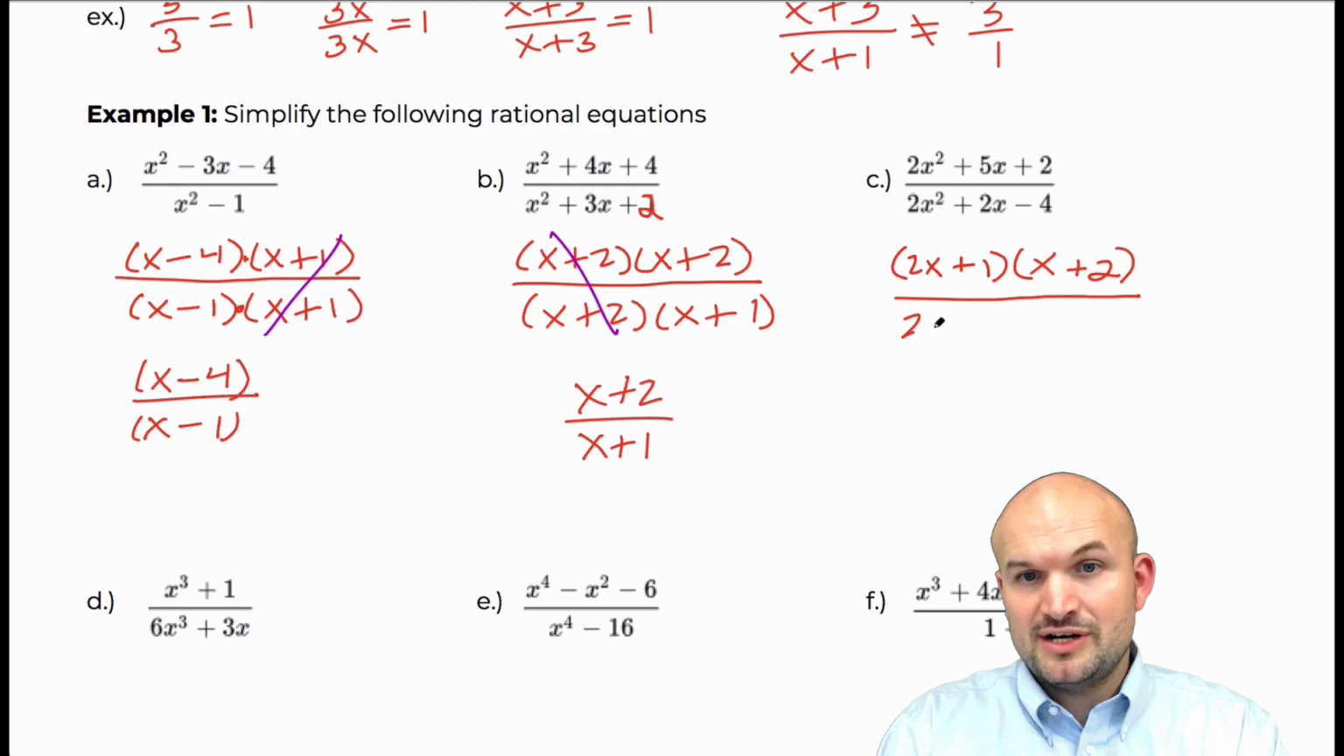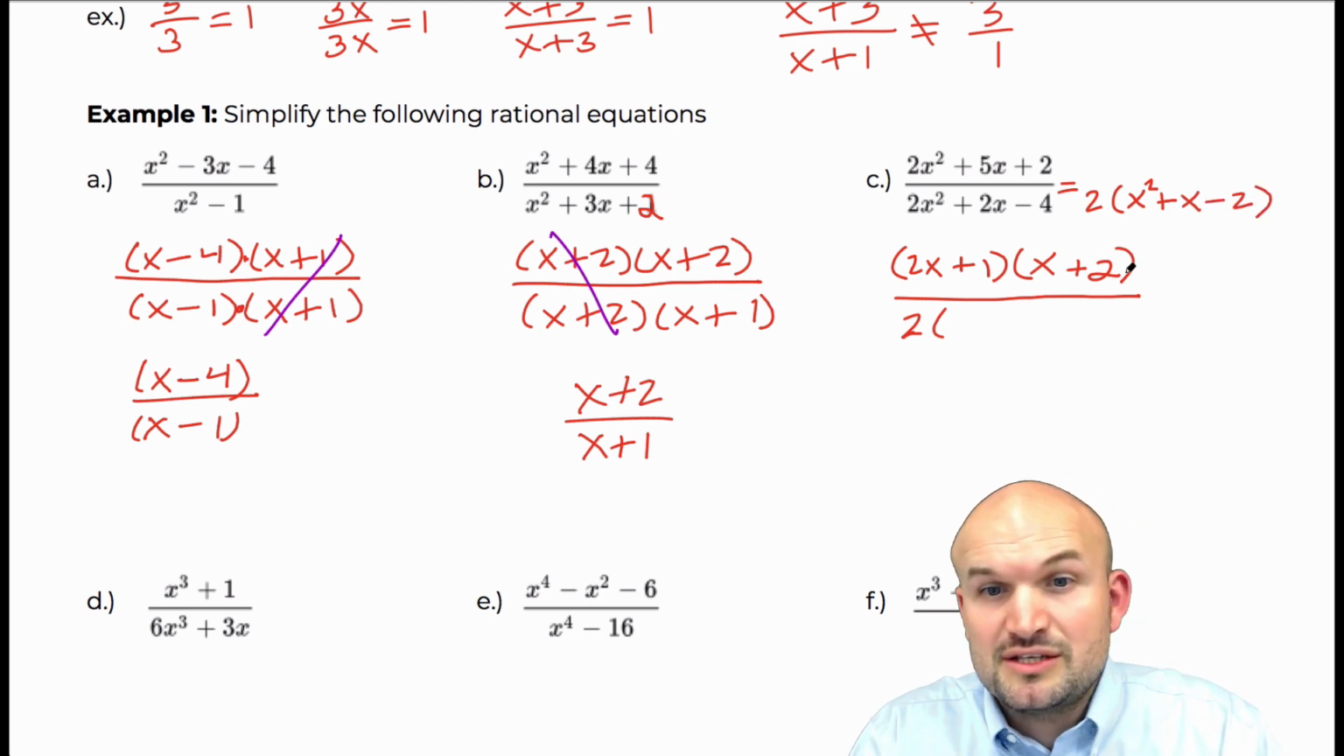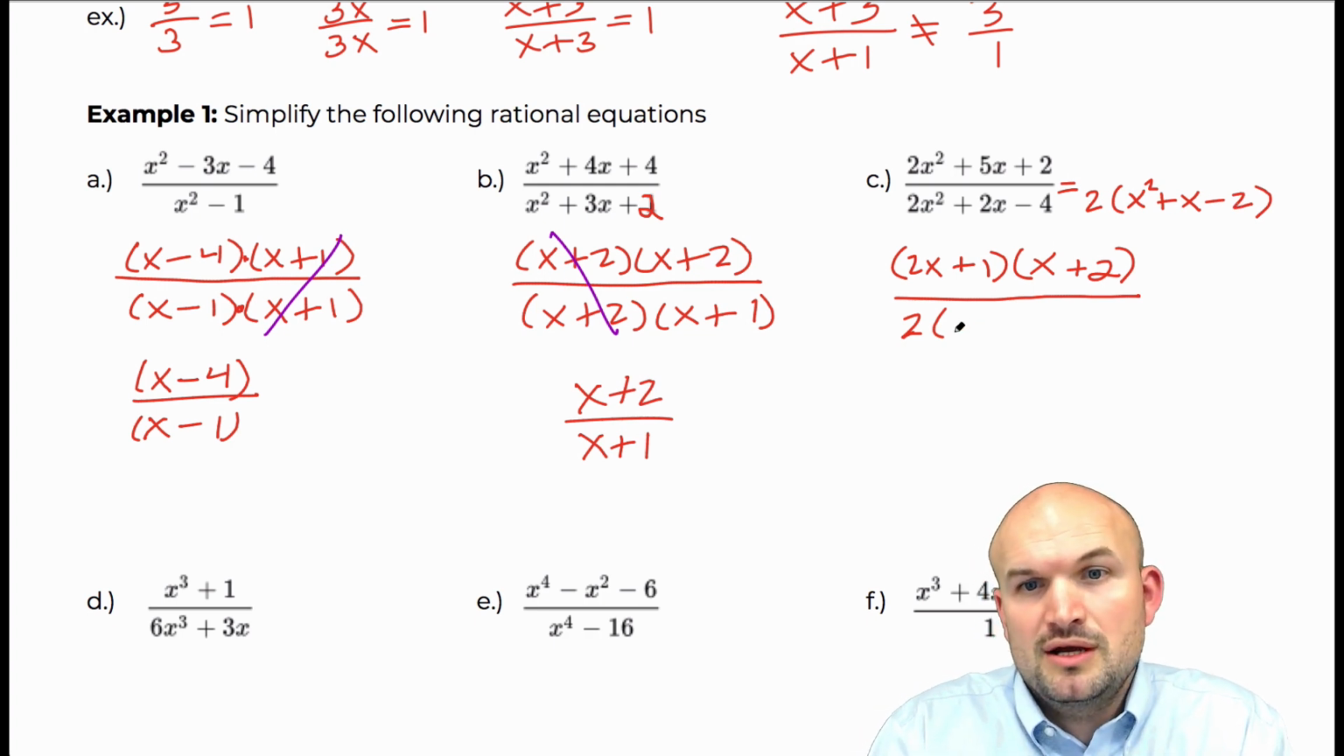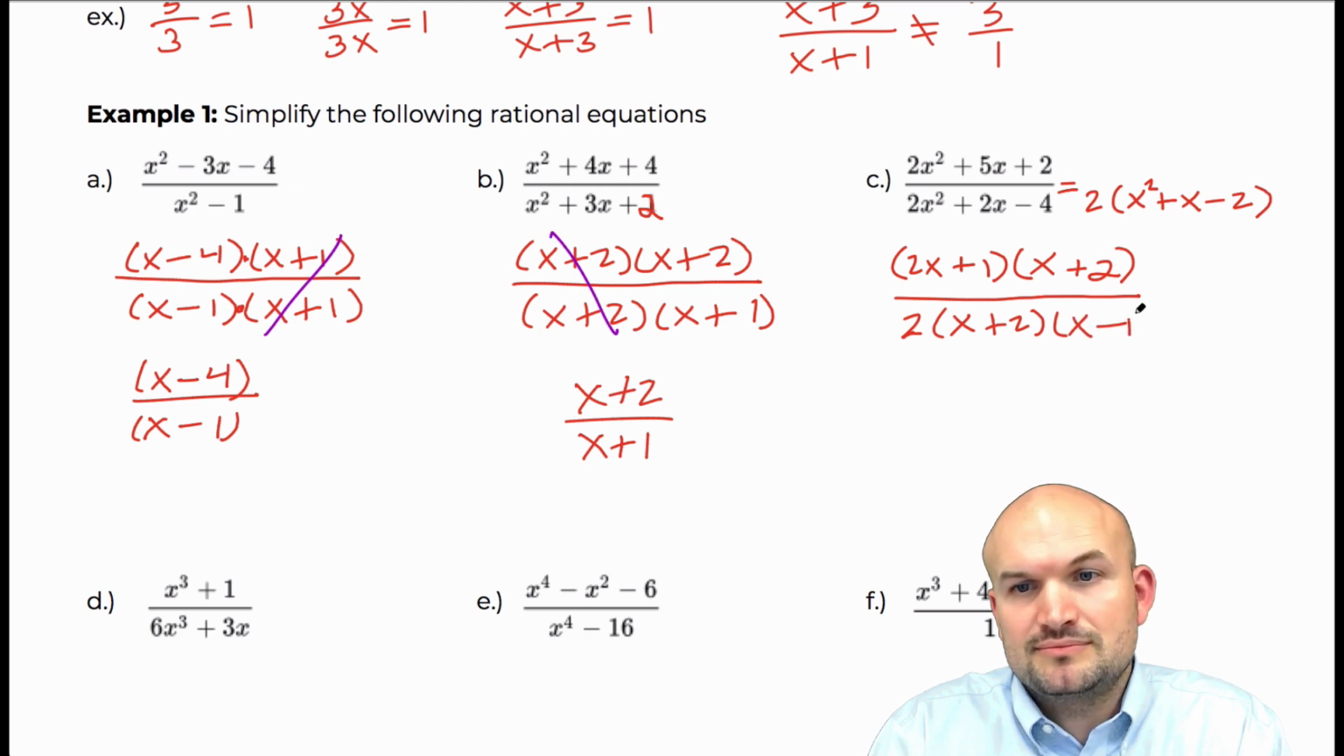So I'm going to factor out a 2 first. If I factor out a 2, I'm left with x squared plus x minus 2. Then we're seeing what 2 numbers multiply to give you -2 and add to give you +1. Well, that's going to be an x plus 2 and then an x minus 1.